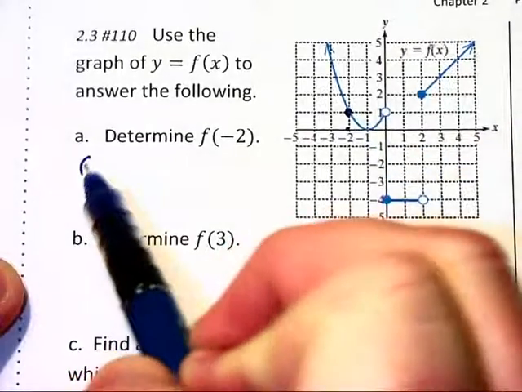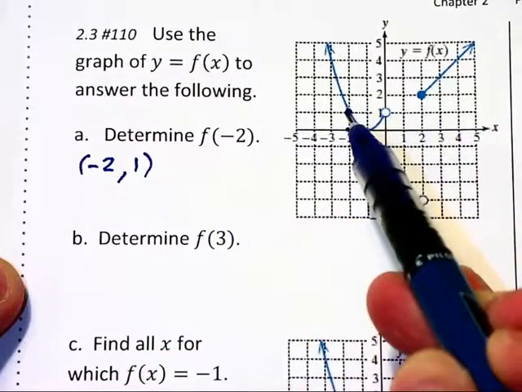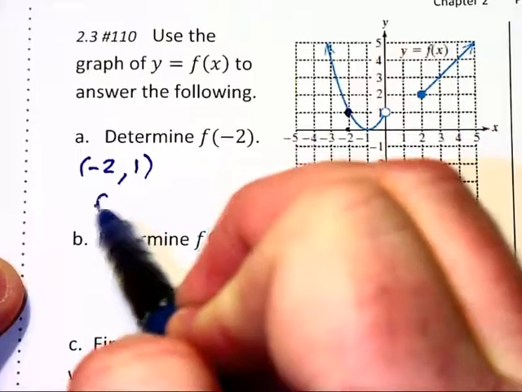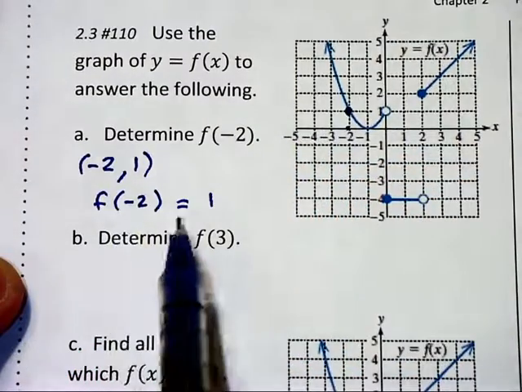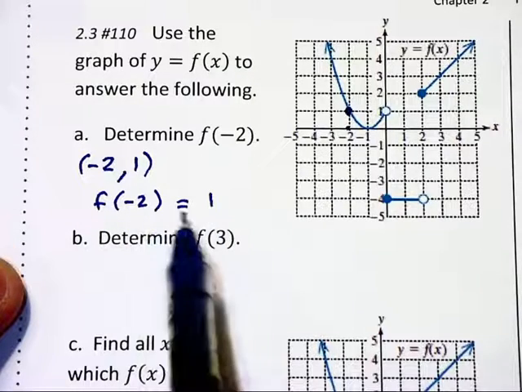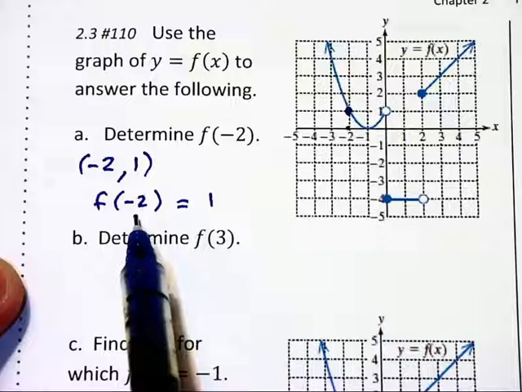We see that the graph contains the point negative 2, comma 1. I've highlighted it there on the graph and I'm pointing at it now. That tells us f of negative 2 is equal to 1. Y is equal to 1. F of x can always be thought of as y. Y equals 1 when the x input is negative 2.